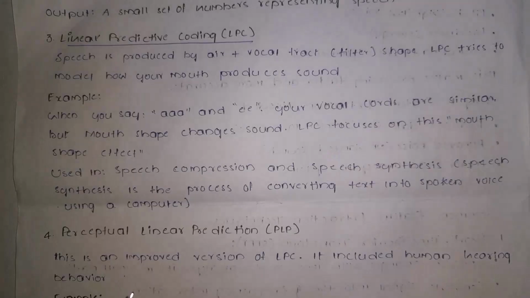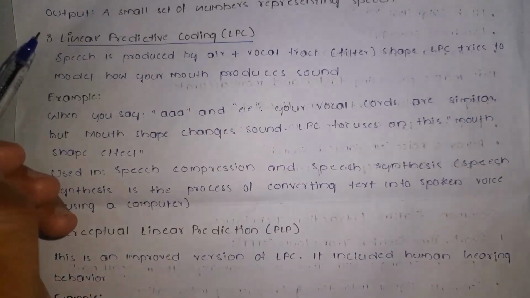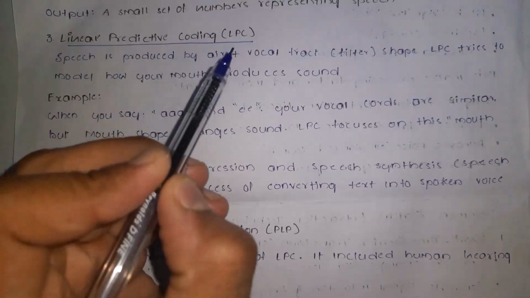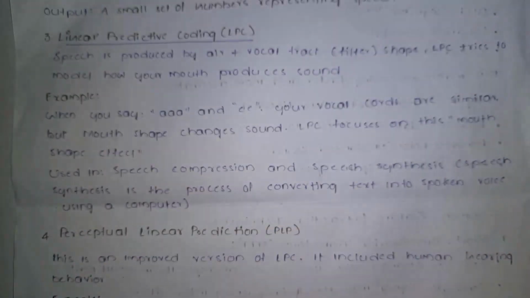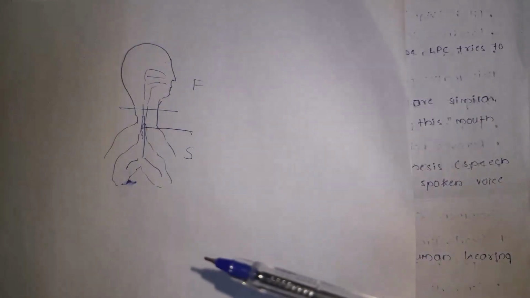The third feature extraction technique is linear predictive coding. Shortly we call it LPC. Speech is produced by air and the vocal tract. We also call the vocal tract a filter. LPC tries to model how your mouth produces sound, where sound is a combination of two things. One is source and the next one is filter.